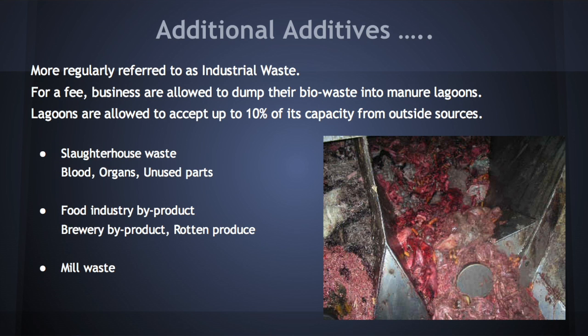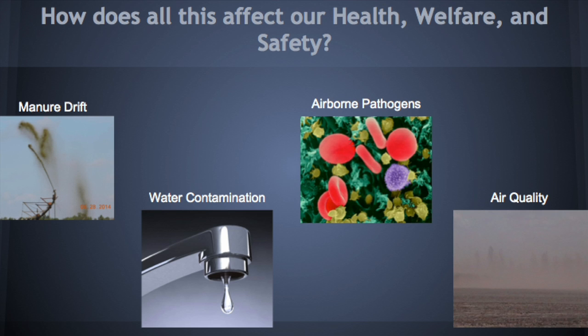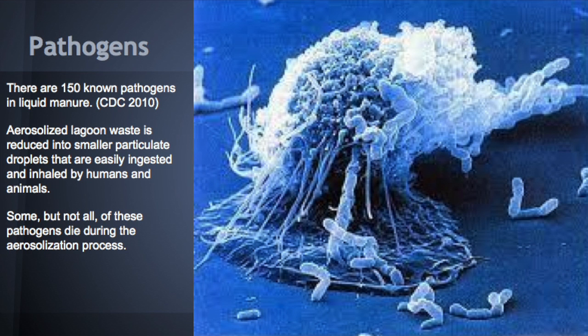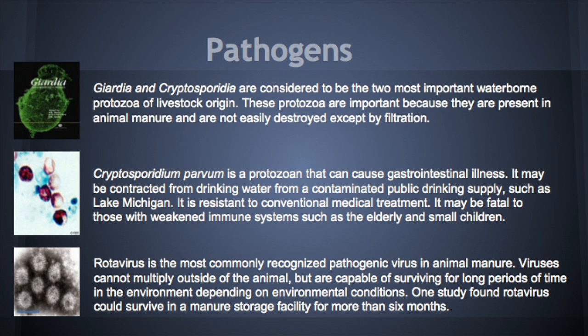For example, slaughterhouses. The guts, the blood, the unused pieces of product are able to be dumped into manure lagoons. 10% of a lagoon's capacity can be industrial waste. So there is no such thing as manure that is manure anymore. It is stated there are 150 known pathogens in manure, that those pathogens do live in the lagoon, they do travel through our irrigation system, and they do become airborne around our homes.